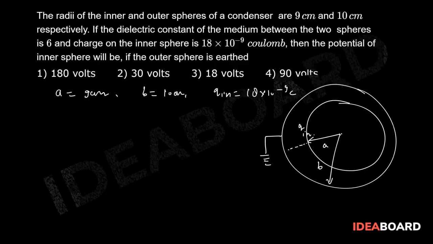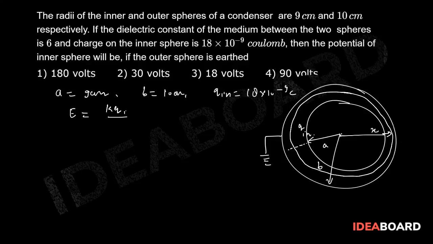So now how do we calculate? We need to take a small element like this and calculate the electric field value. So the electric field at X will be KQ in divided by X square. We know that this is going to be minus dV upon dx. So from there, minus dV is equal to KQ in divided by X square.